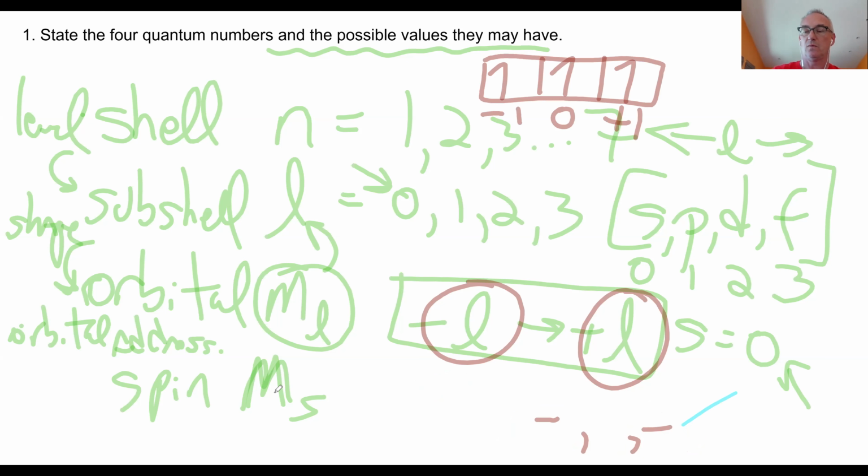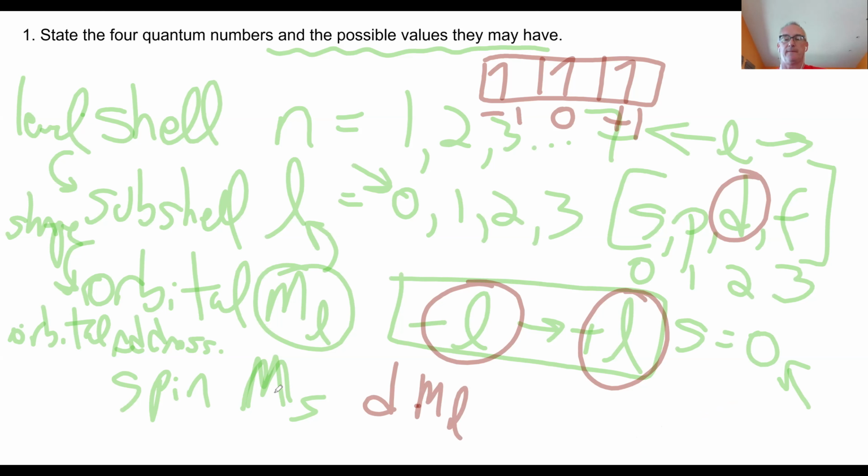Once we get to D, I've got a D subshell. What are my values for m sub L when it's a D subshell? That is correct, Ryan. Tell me what's in the chat. -2, -1, 0, 1, and 2.